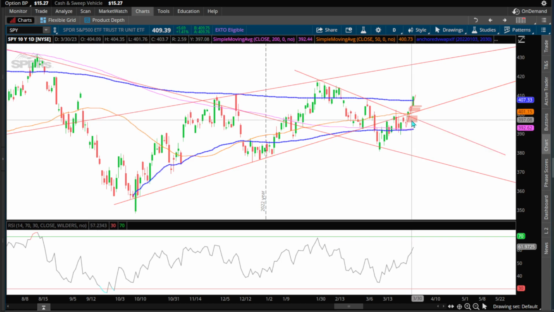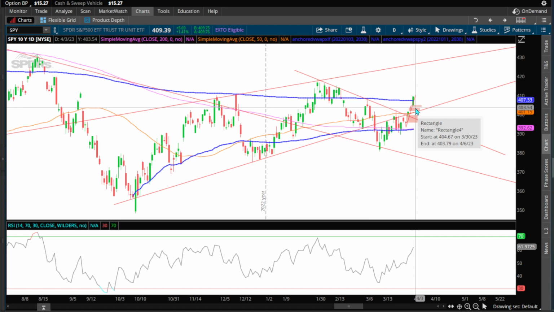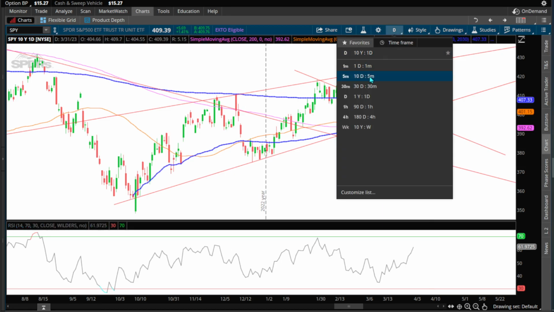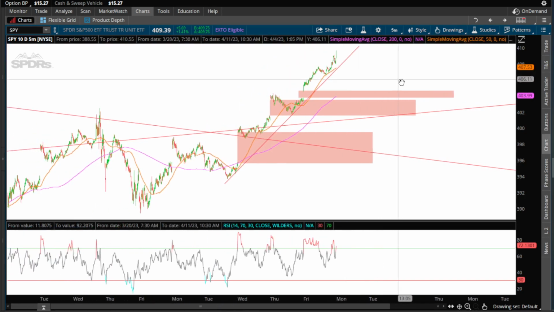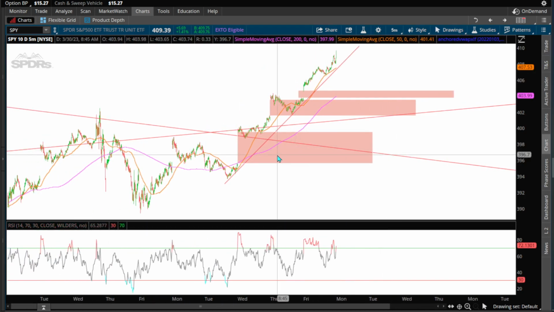I don't necessarily think that this first gap could get filled right away, but I do feel like these other gaps, the ones that we created on Friday and Thursday, could get filled right away. So let me show you what's going on with those gaps on a shorter time frame. We're going to go on the 10-day, 5-minute. So let's look at the first gap right here.